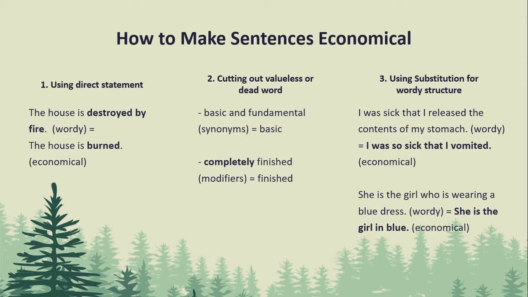Secondly, she is a girl who is wearing a blue dress. Again, this is a word structure. For substitution, we can say she is a girl in blue. This is economical now. So these are the three main ways that you can achieve economy in your sentences.